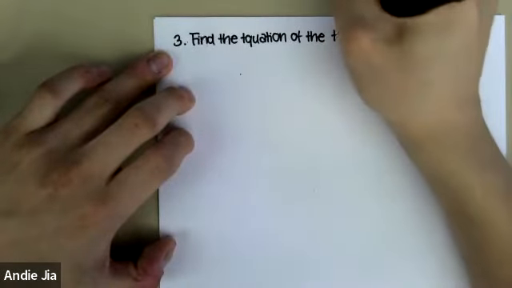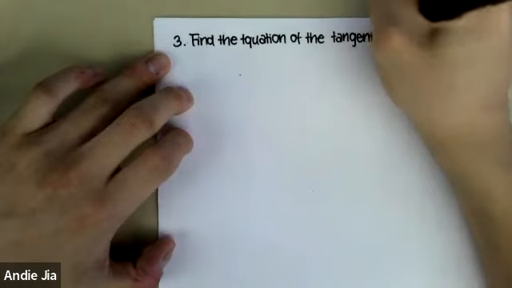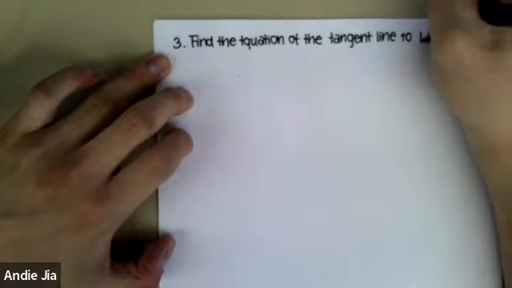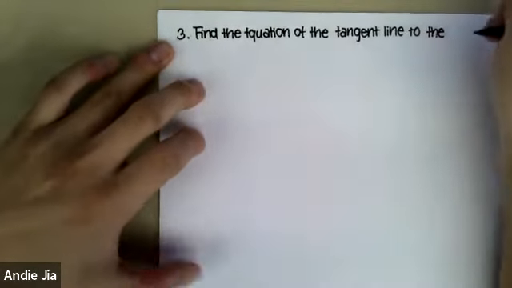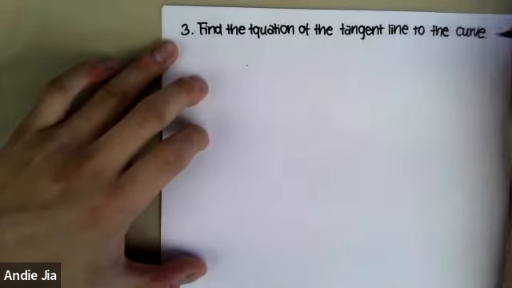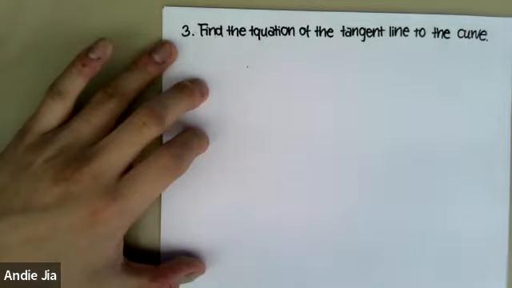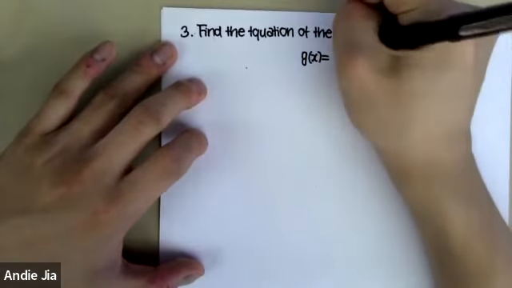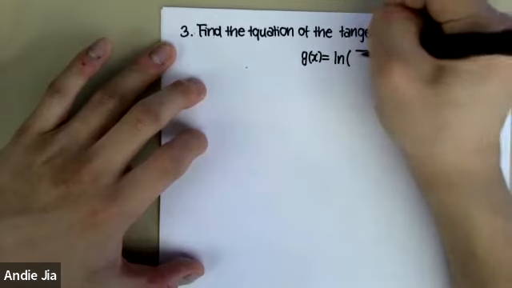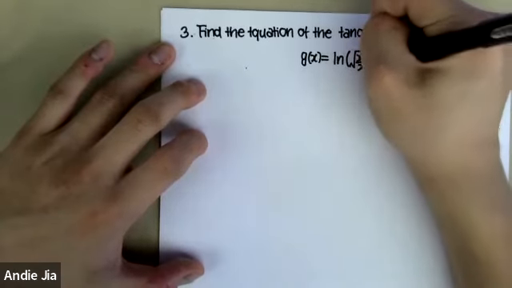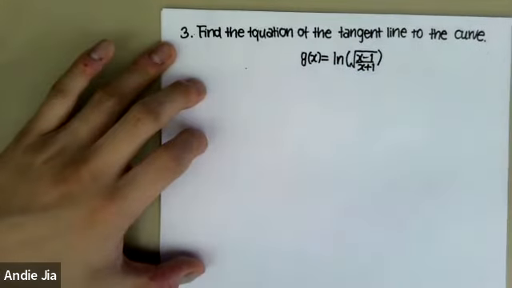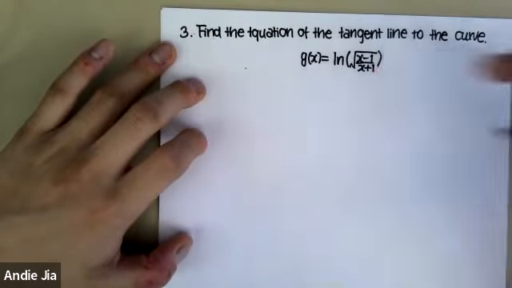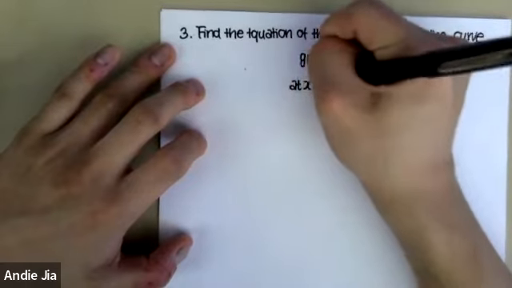Of the tangent line to the curve. This time we have g of x equals natural log of square root of (x minus 1)/(x plus 1), at x equals 4.